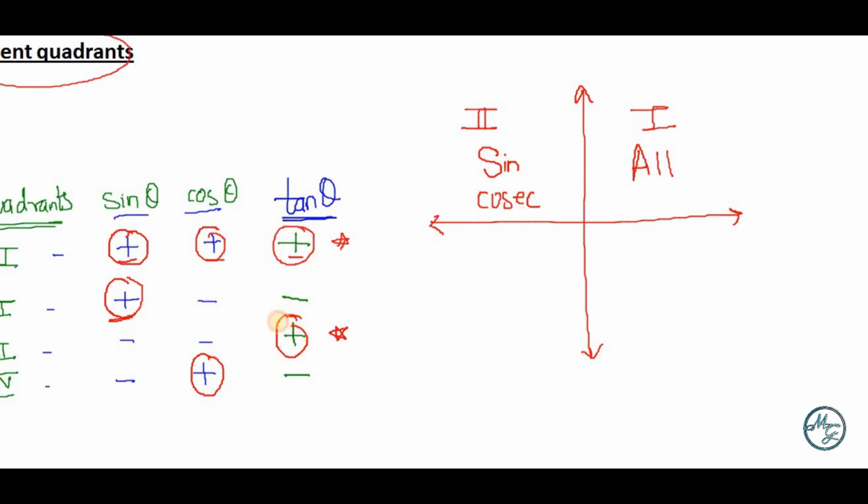In third quadrant, only tan is positive. If tan is positive, that means cot will also be positive. In fourth quadrant, only cos is positive. If cos is positive, that means sec is also positive. So in first quadrant, all the trigonometric functions are positive. In second quadrant, sine is positive, so cosec will also be positive. In third quadrant, tan is positive, so cot will be positive. In fourth quadrant, cos is positive, so sec will be positive.